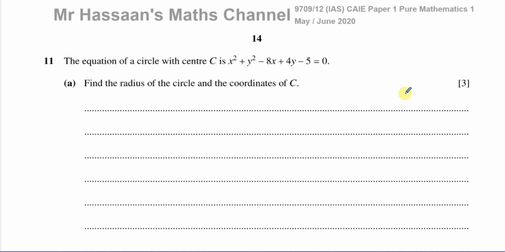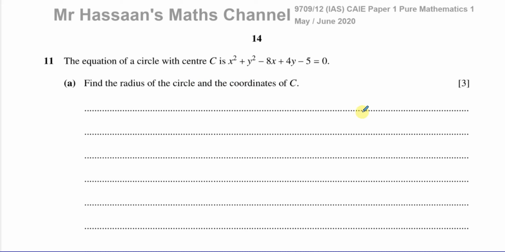And here we've got a question about equations of circles, which is something relatively new to the Cambridge syllabus. It started in 2020, this was the first year. So the equation of a circle with center C is x squared plus y squared minus 8x plus 4y minus 5 equals 0. Find the radius of the circle and the coordinates of C, the center.